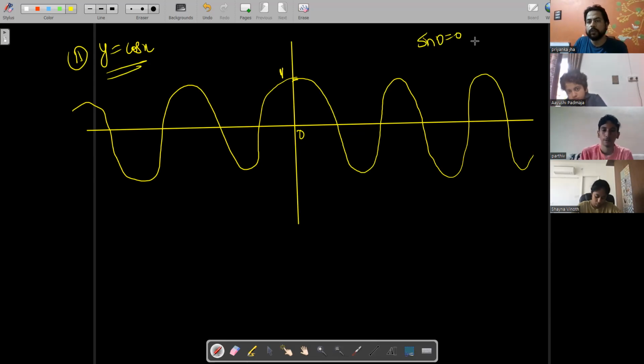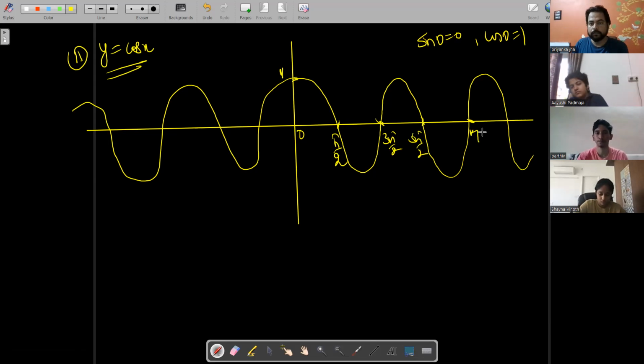Sin 0 is 0 and cos 0 is 1. So whenever sine becomes 0, cos becomes 1, and whenever cos becomes 0, sine becomes 1. And cos intersects the x-axis at all odd multiples of pi by 2: pi by 2, 3 pi by 2, 7 pi by 2 and like that, minus pi by 2, minus 3 pi by 2 and like that. These are the basic information that you have to remember.